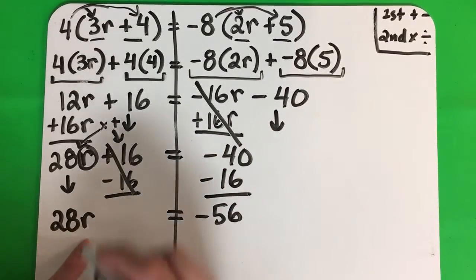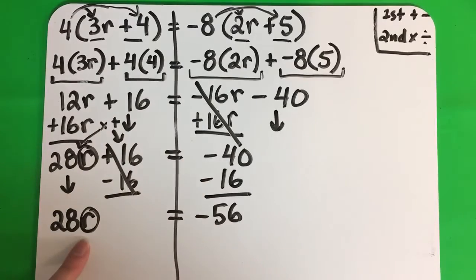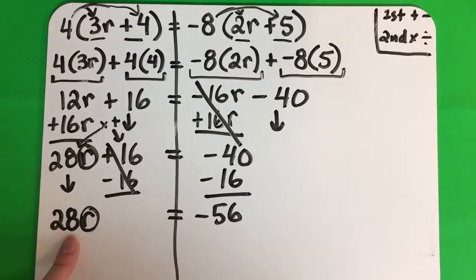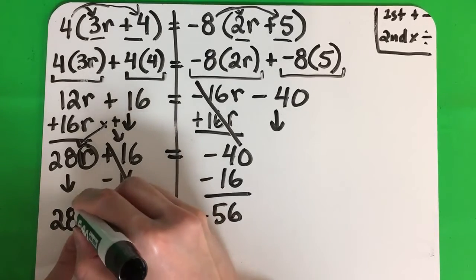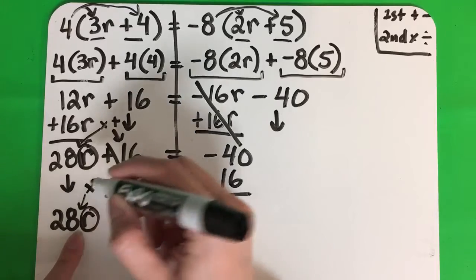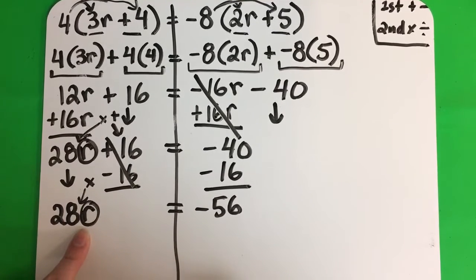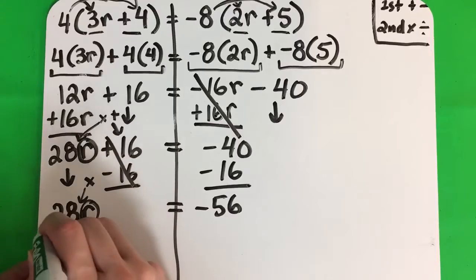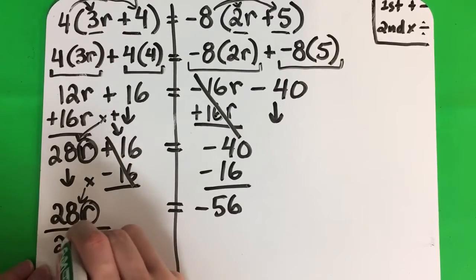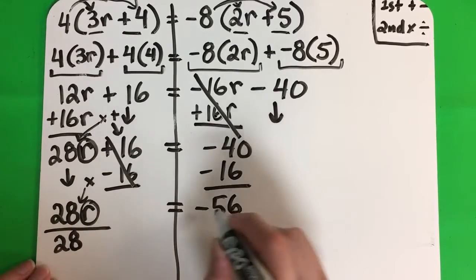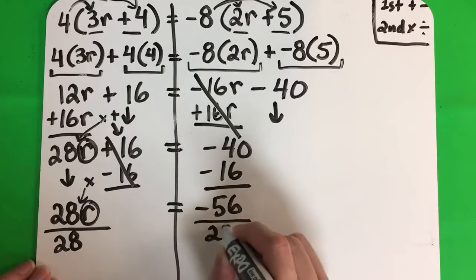I want R alone, quiero R solo. R is on the left, R está en la izquierda. 28 is on the left, 28 está en la izquierda. Nothing in the middle, so it's multiply. No hay nada en el medio, entonces es multiplicación. The opposite of multiply is divide. El contrario de multiplicación es división. So divided by, again, 28. Again, otra vez, divide 28.